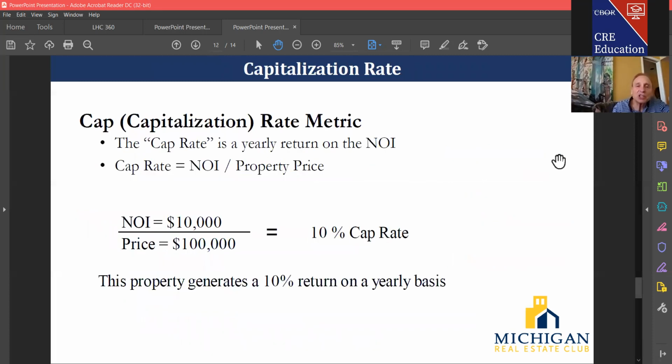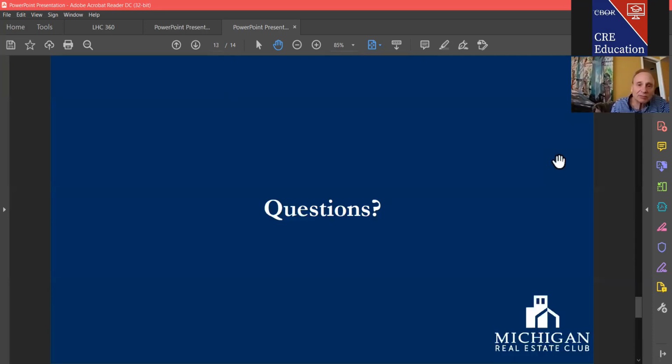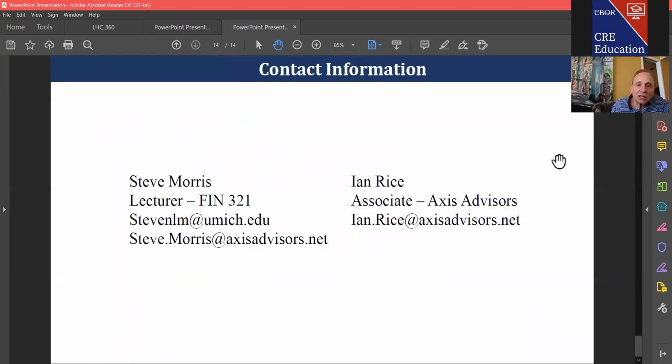Okay, capitalization rate. It's a yearly return on the NOI. As I said, one year. So we got 10,000 coming in net, and we're paying 100,000. It's a 10% cap rate. That's math, but again, it's one year. Next slide. Okay. Is that it? Okay, that's it for the slides that I did.